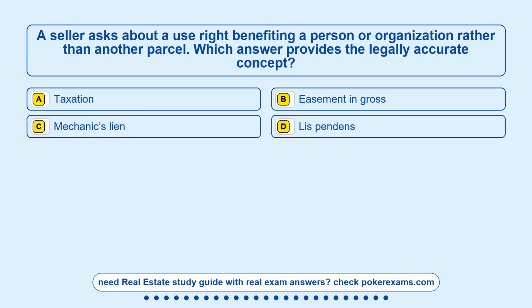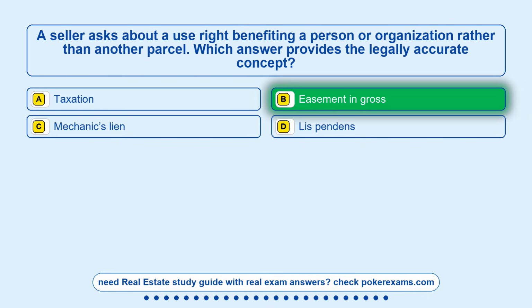Question 1. A seller asks about a use right benefiting a person or organization rather than another parcel. Which answer provides the legally accurate concept? Option A, taxation. Option B, easement in gross. Option C, mechanics lien. Option D, lis pendens. The correct answer is option B, easement in gross.